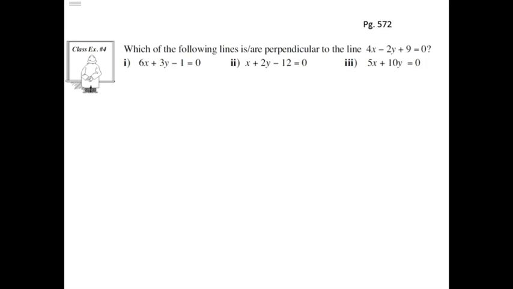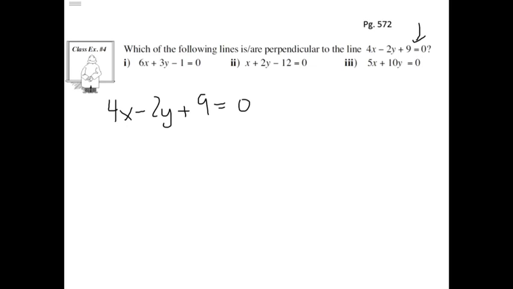Which of the following lines are perpendicular to the line 4x - 2y + 9 = 0? Well, to start off, we need to find out what the slope of this line is anyway. So we've got 4x - 2y + 9 = 0.